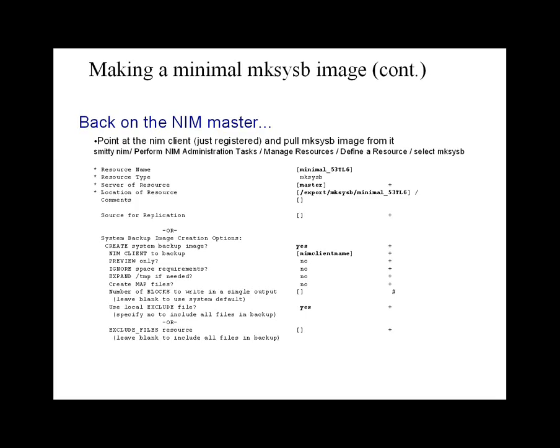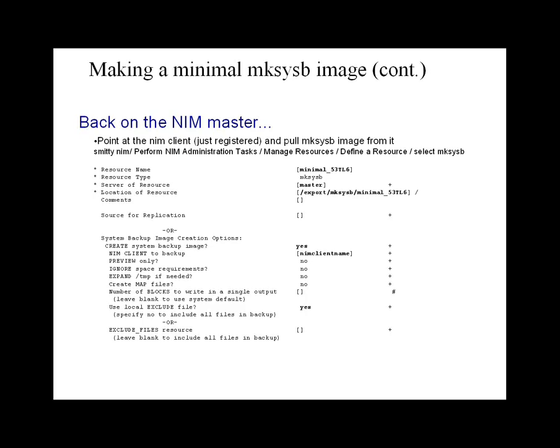Server of the resource, again, fill in master, or you can F4 and select master. The location, the full path and file name that you want to write this image at, /export/mksysb/minimal53TL6, for example. Now you notice a little farther down the panel, you see the field Create System Backup Image. Tab that to yes. NIM client to backup. Hit F4 and select the client that you just worked up and that you just defined on the master.